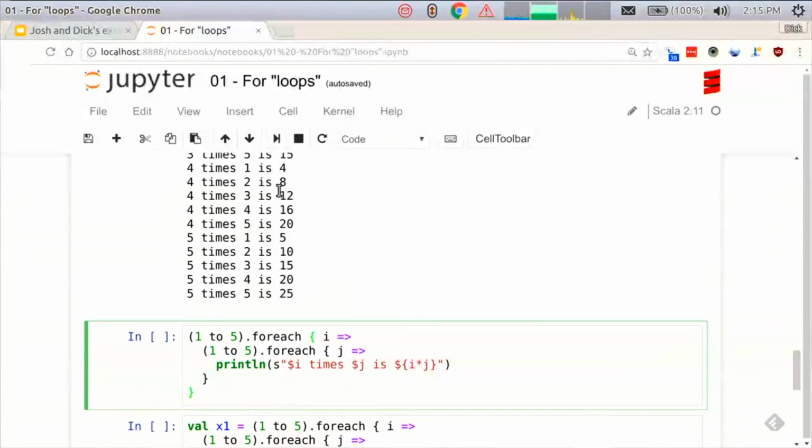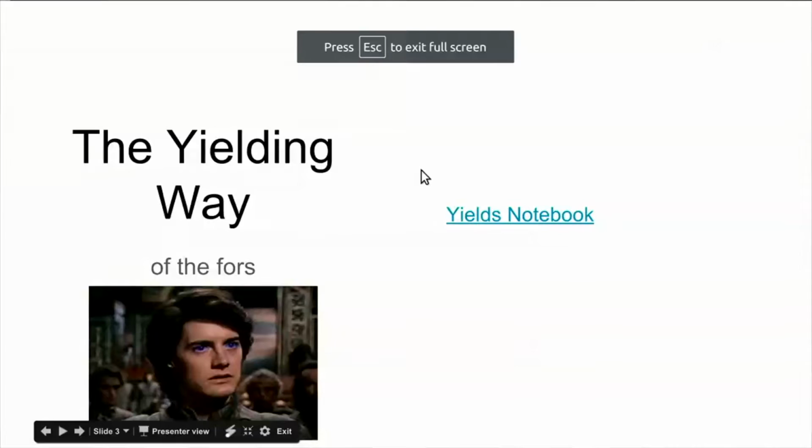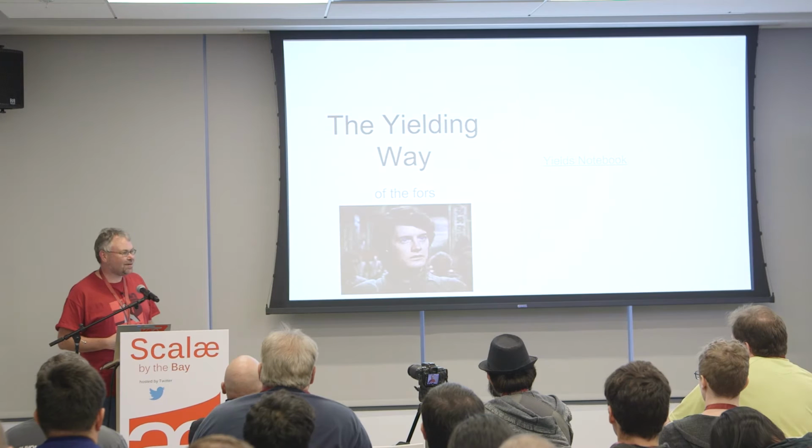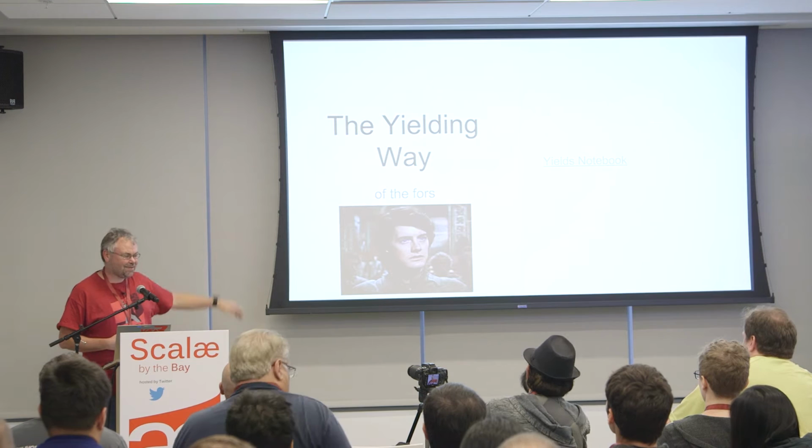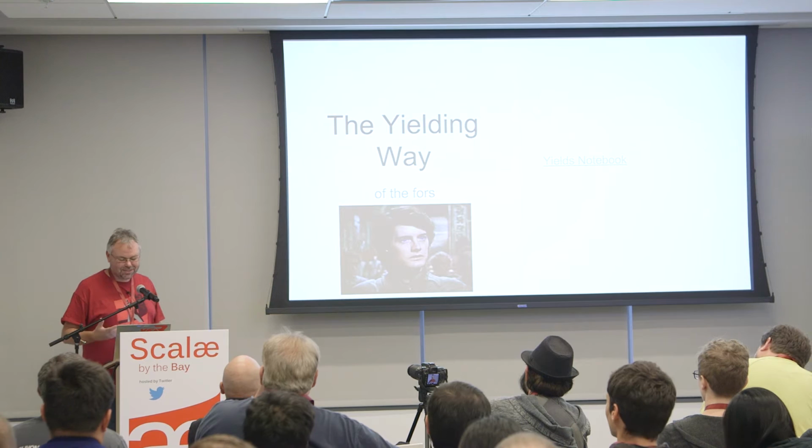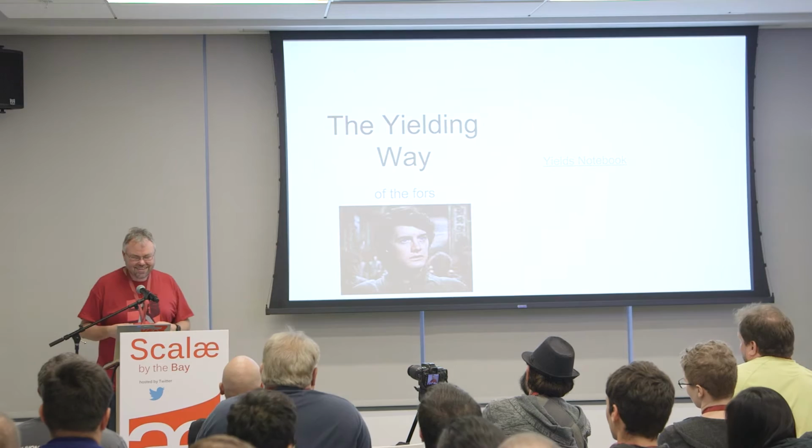So, pretty quickly, people realize that that's poor style in a functional language, and they discover what they call the yielding way. How many people are actually old enough to understand this reference in the room? Okay, there's a few. Dune. There's a novel called Dune, and there's a thing called the weirding way in Dune. There's a lot of puns in this, because Josh and I, when you put us together, it's like some kind of critical mass of puns. They just seem to build and eventually explode.